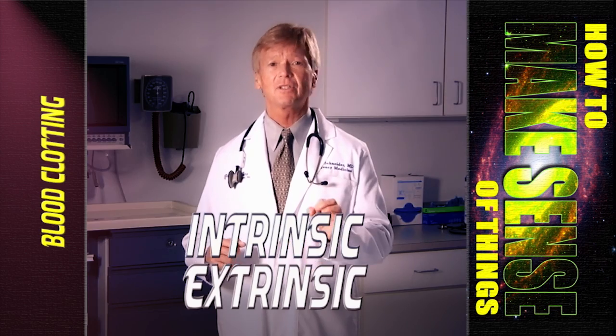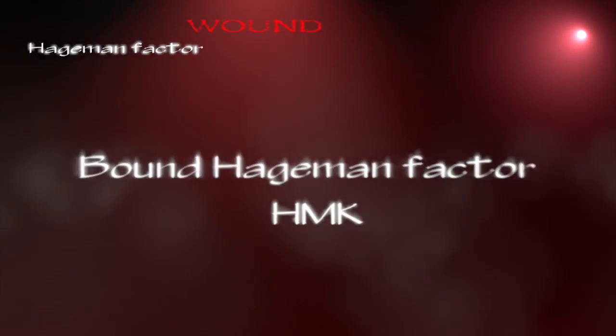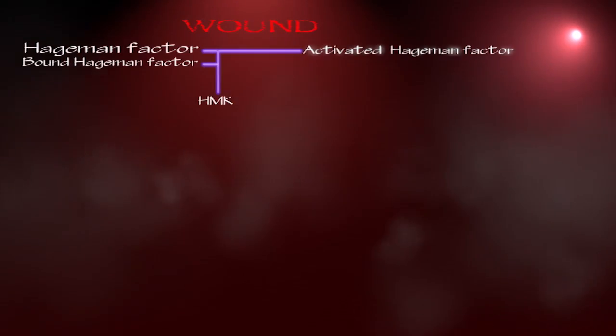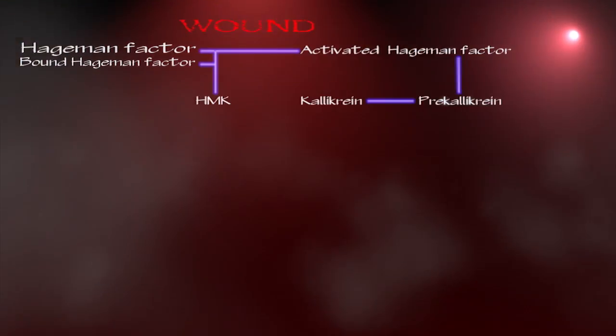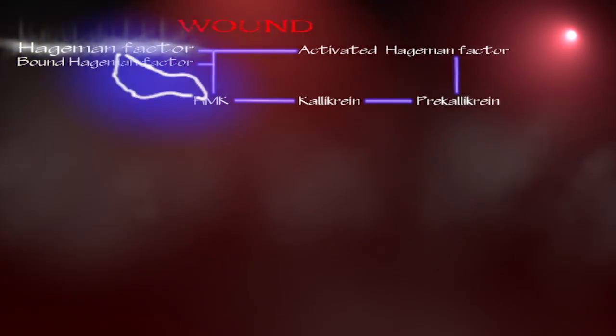Now let's examine just the intrinsic pathway. When a person is cut, a protein called the Hageman factor sticks to the surface of cells near the wound. Bound Hageman factor is then cleaved by a protein called HMK to yield activated Hageman factor. This activated Hageman factor converts another protein called prekallikrein to its active form, kallikrein. Now kallikrein helps HMK speed up the conversion of more Hageman factor to its active form.